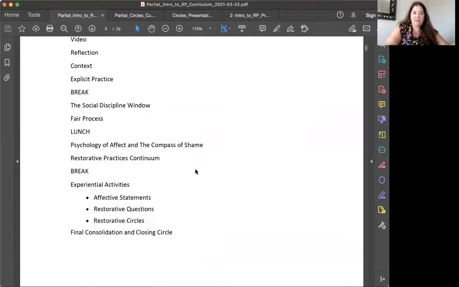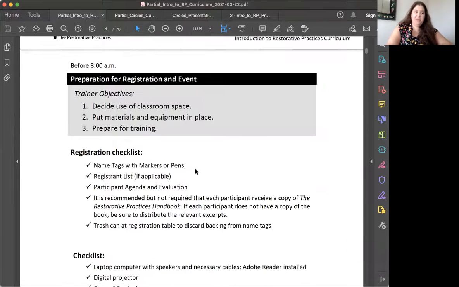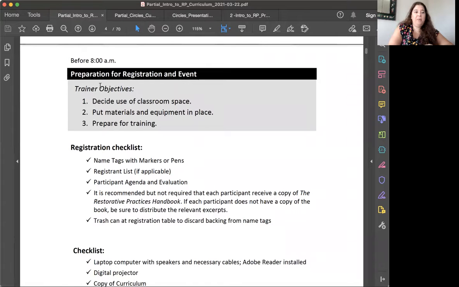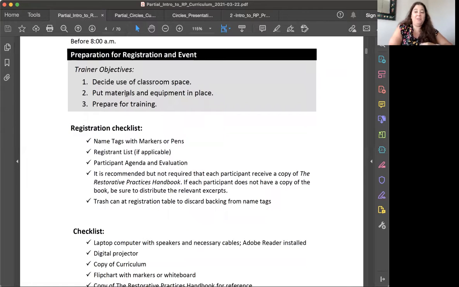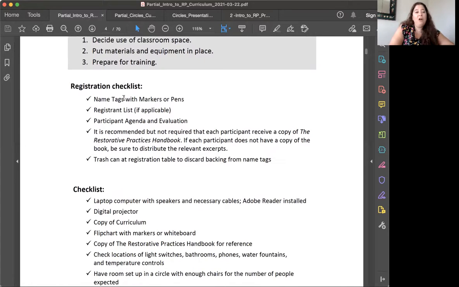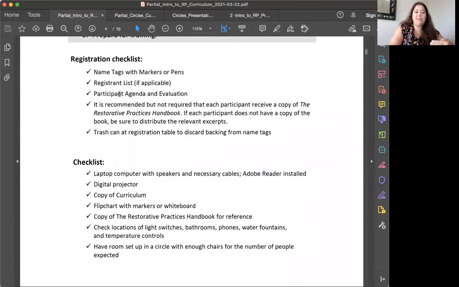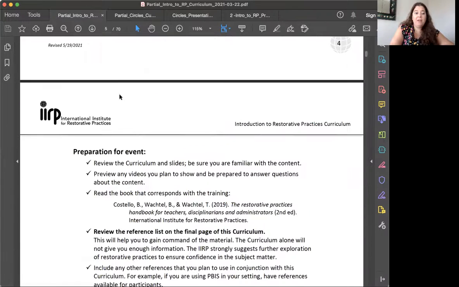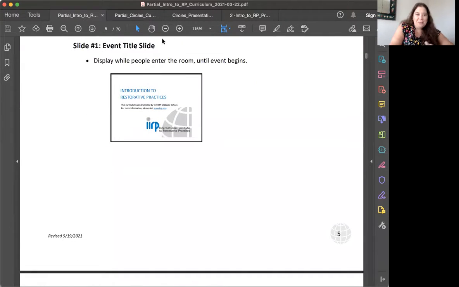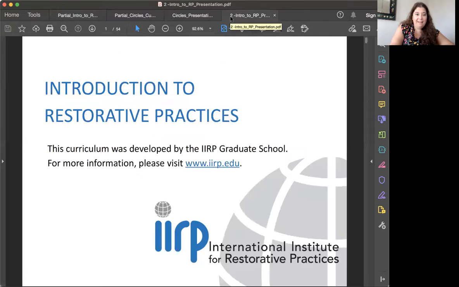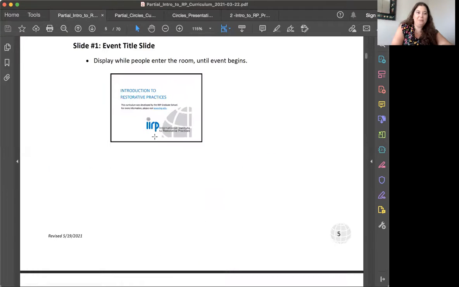In the curriculum, you'll have the full day agenda, and then I just want to show you how this is structured. For each section, there will be some objectives, and sometimes they're specifically for you as the trainer, and sometimes they're learning objectives for the event, along with some checklists and some things for you to consider as you're preparing. Then there are corresponding slides that you'll see here in the curriculum, and also in the actual slide deck. So these will correspond throughout as you go through.